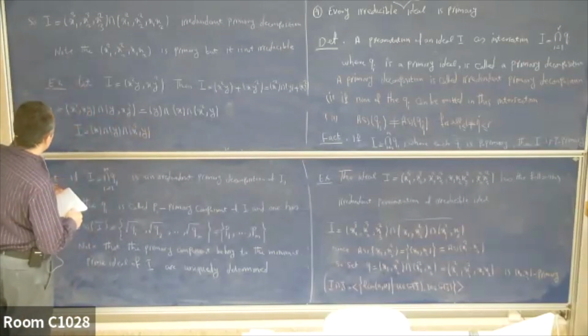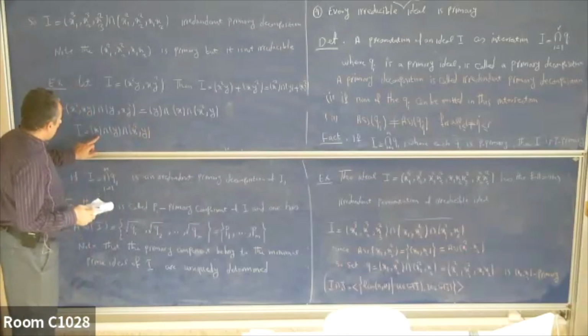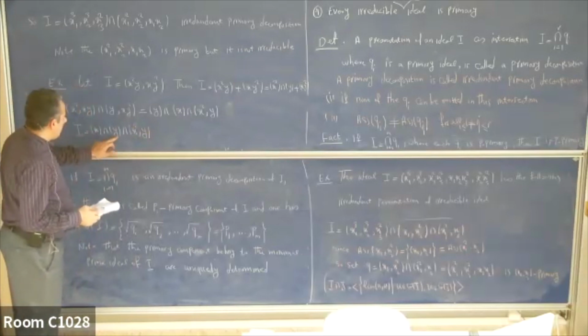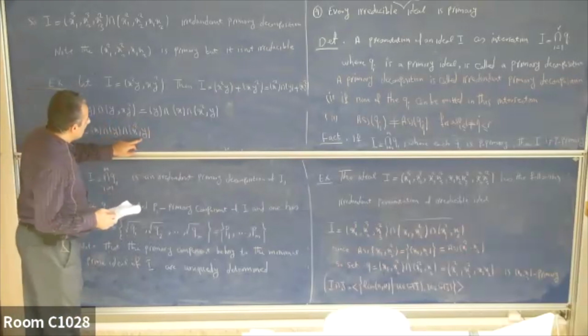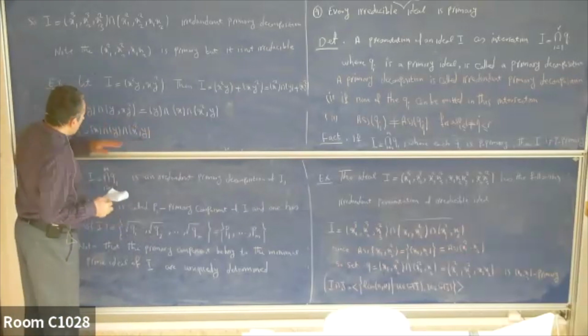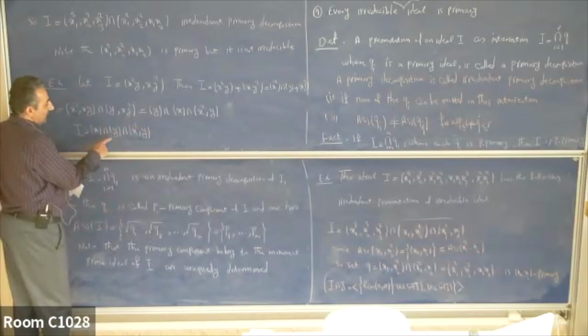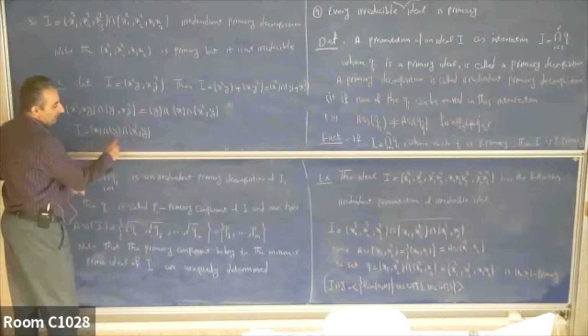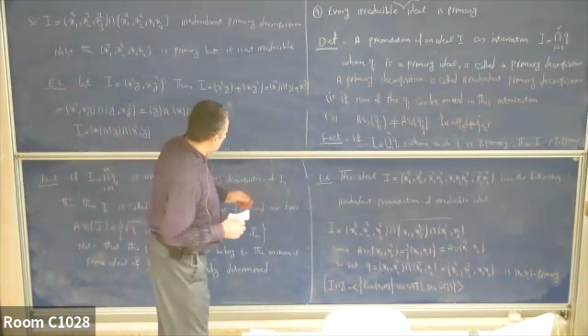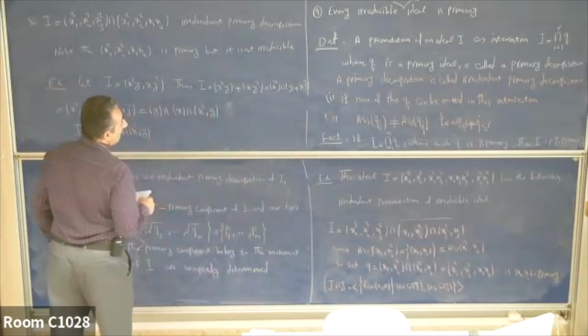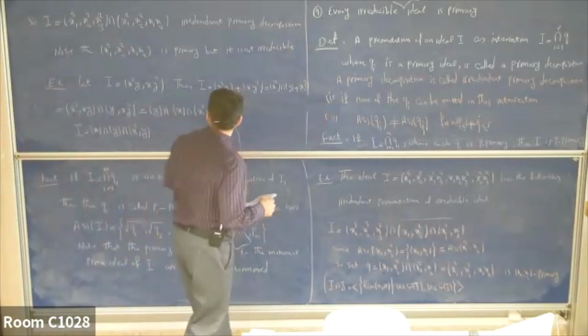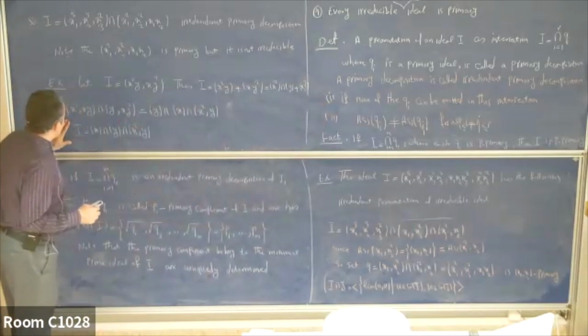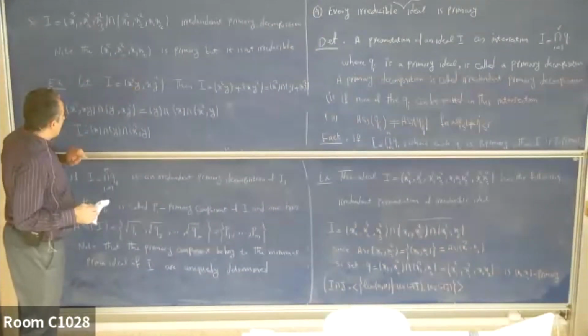So this is a primary ideal, this is the primary ideal. This is the radical ideal of this: radical of x, radical of y, radical of xy. And so it satisfies conditions 1 and 2 in the definition. So this is a redundant primary decomposition of this ideal.